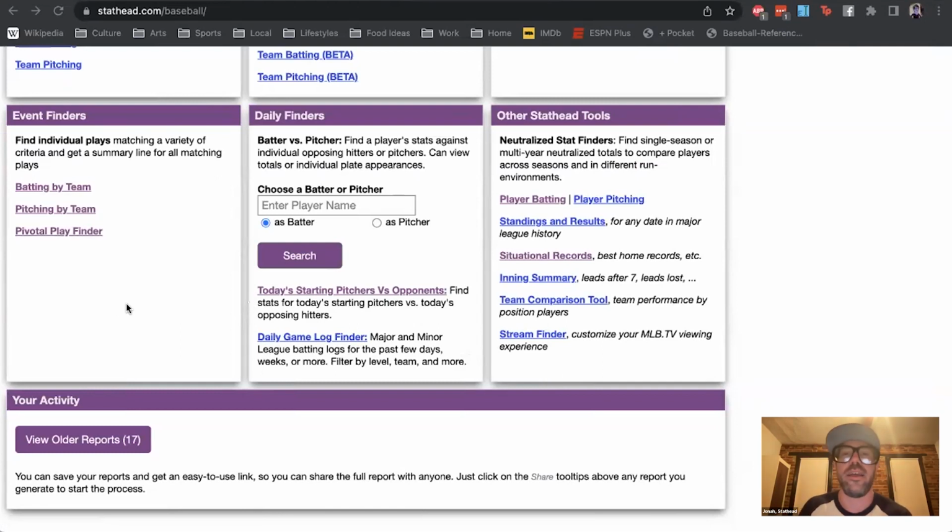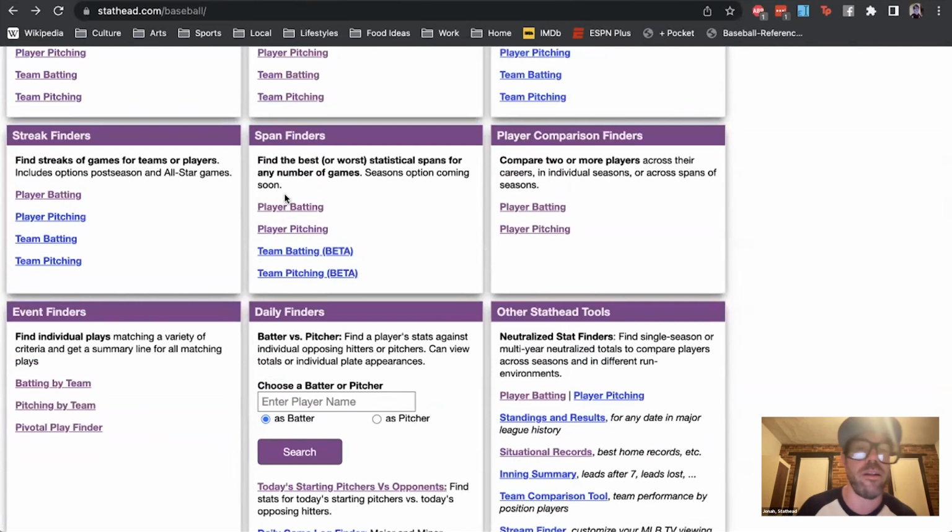But the last thing is a question I got from Jay that was, can you show me the span finder? And yes, Jay, I can, because I love the span finder. This is something that when I started working here, once a week we would get a request from someone saying, I would love to be able to search any 20-game span or any three-season span and player stats and that.